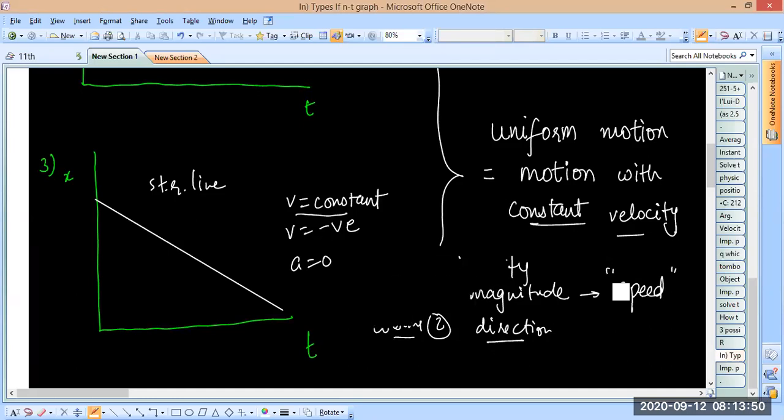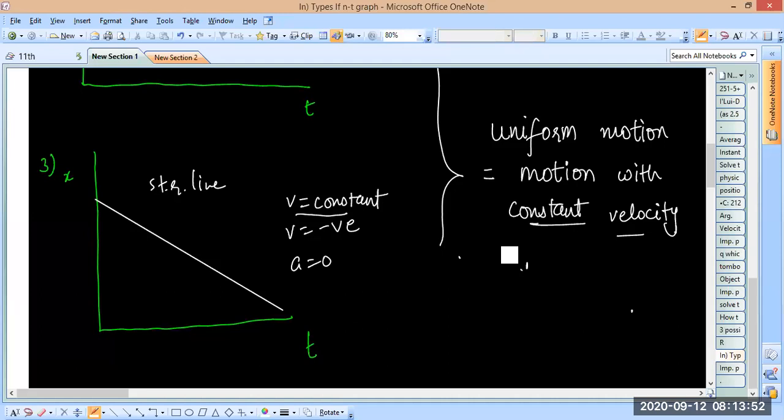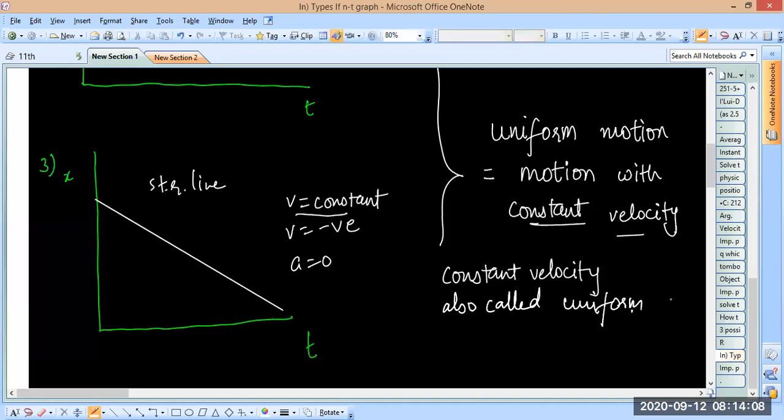By the way, a constant velocity is also called uniform velocity, right? A constant velocity means velocity never changes, right? Such a thing is also called uniform velocity. All right. Okay then. So that's what we have, right?